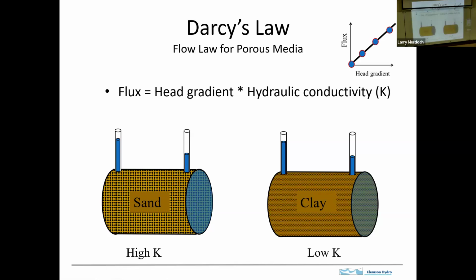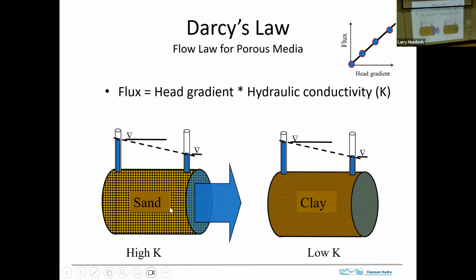So we can visualize that if we take this experiment that we just saw and we set it up. There's the head difference. So we calculate the head gradient and measure the flow. There's the head gradient. There's the flow. It's going through sand, so we get a high flow. So you can just imagine intuitively that if we did the same thing with the same head gradient here, except the tube now is filled with clay, we would have a much lower flow rate.